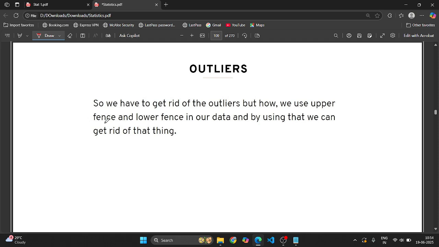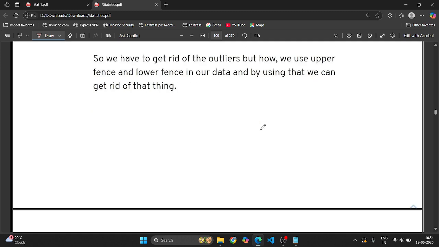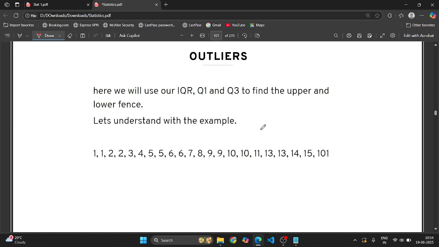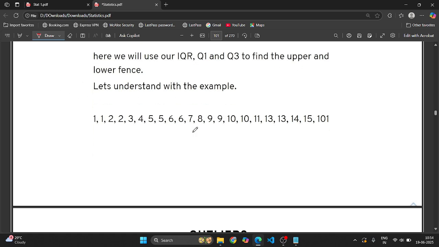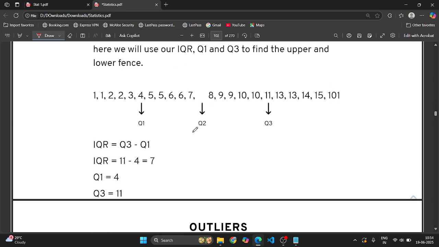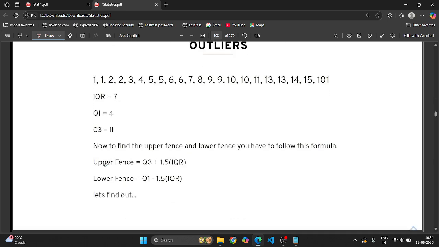We use the upper fence and lower fence in our data. By using that, we can get rid of the outliers. So here we will use the IQR, Q1 and Q3 to find the upper and lower fence. Let's understand with an example. So this is Q1, Q2 and Q3. We have to find Q1, Q3 and IQR.